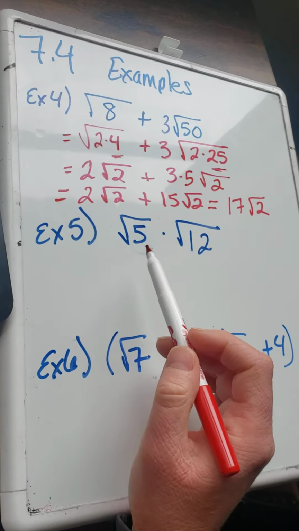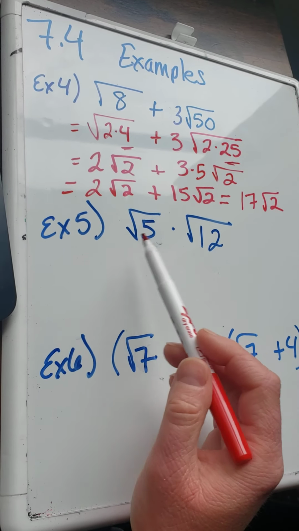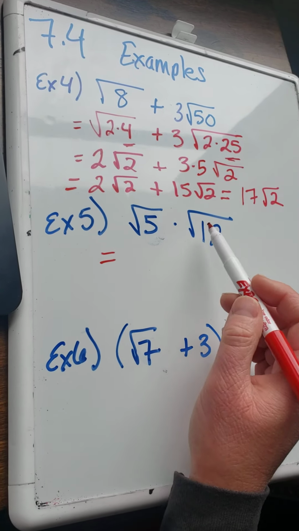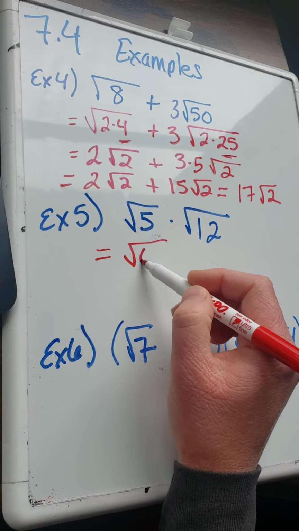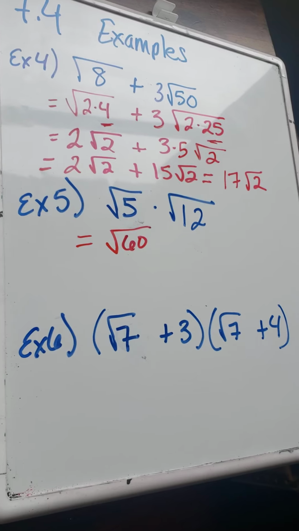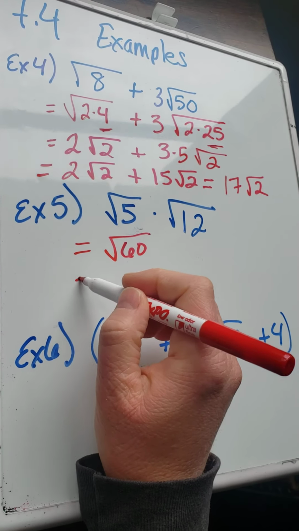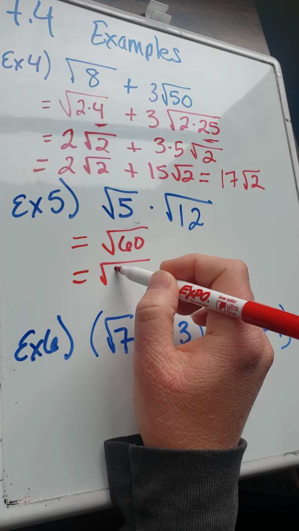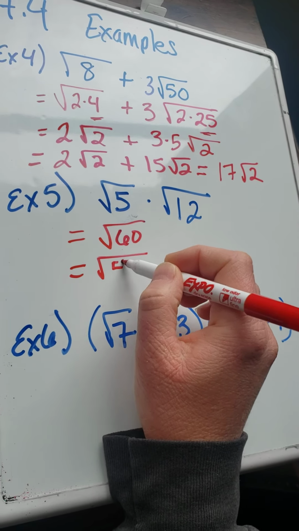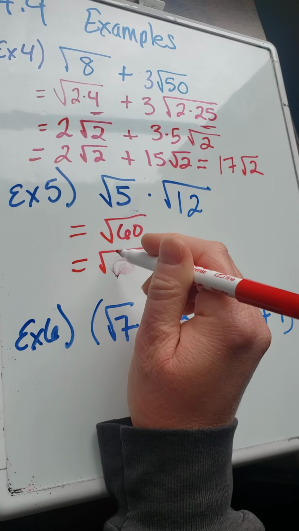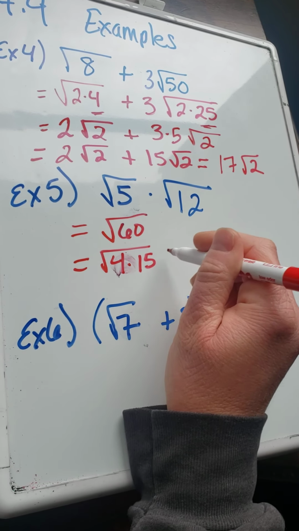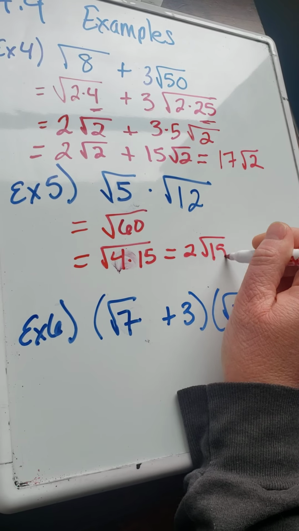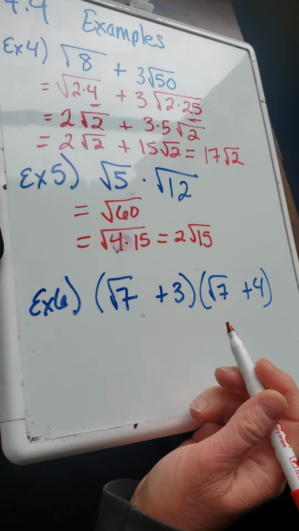The next one is a multiplying problem. So we're multiplying because the radical symbol is the same. We have the square root, and the square root of 5 times the square root of 12 is the square root of 60. And the square root of 60 can be simplified to 4 times 15. And the square root of 4 is 2. So we're left with 2 times the square root of 15.